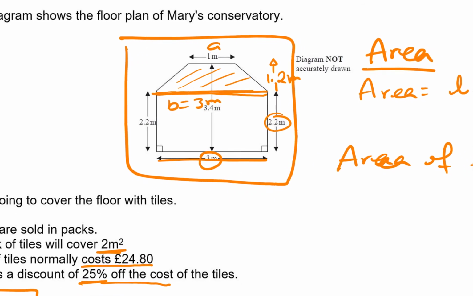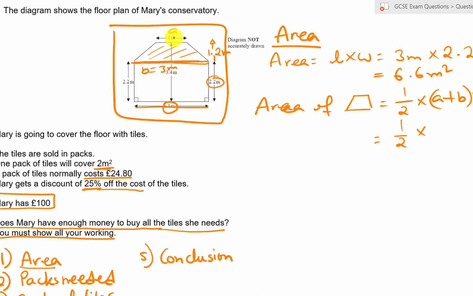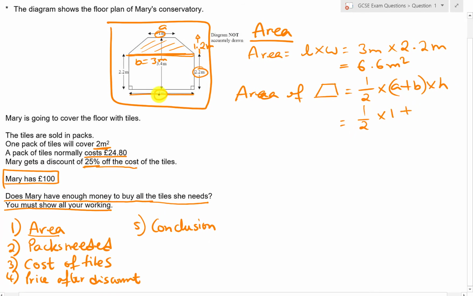Okay, so half times A is 1, added to B is 3, the base, and the height we found, which is 1.2. Now if you calculate this, you should have an answer of 2.4 meters squared as its area.